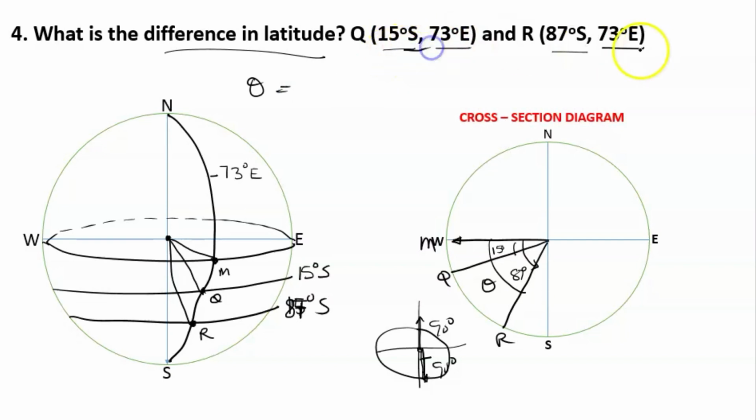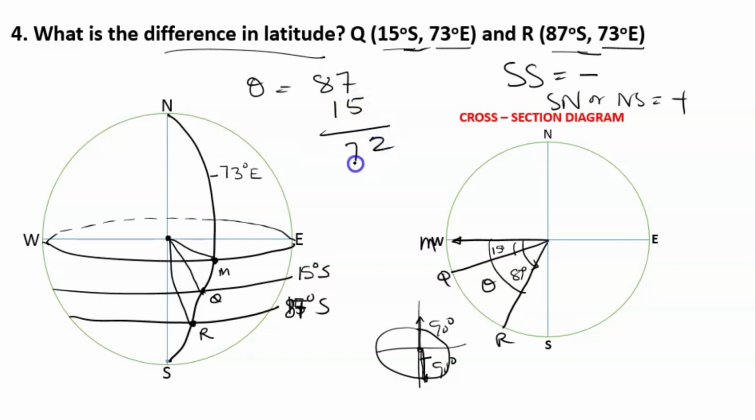This one is towards the south, this one also towards the south. And from the code, we say when the direction is the same, we subtract. When the direction is different, we add. In this case, the direction is the same, south-south, so the letter SS. So when it's south-south, we subtract. We are going to be subtracting 15 from 87. So the theta angle, which is the difference in latitude, is going to be 72 degrees.